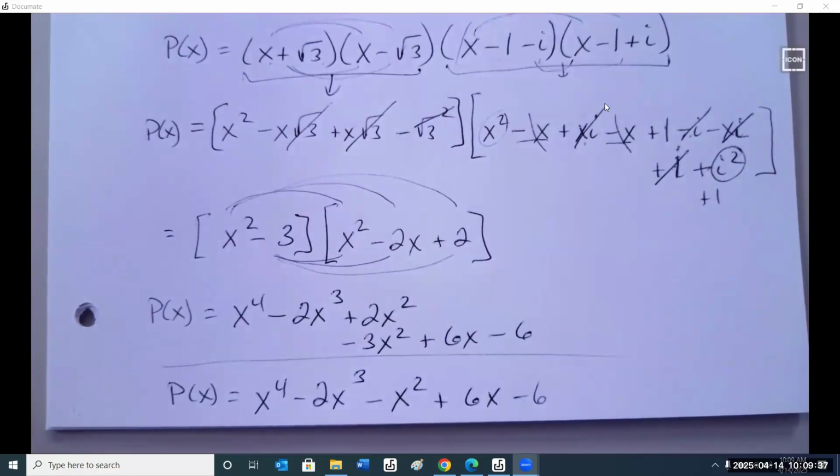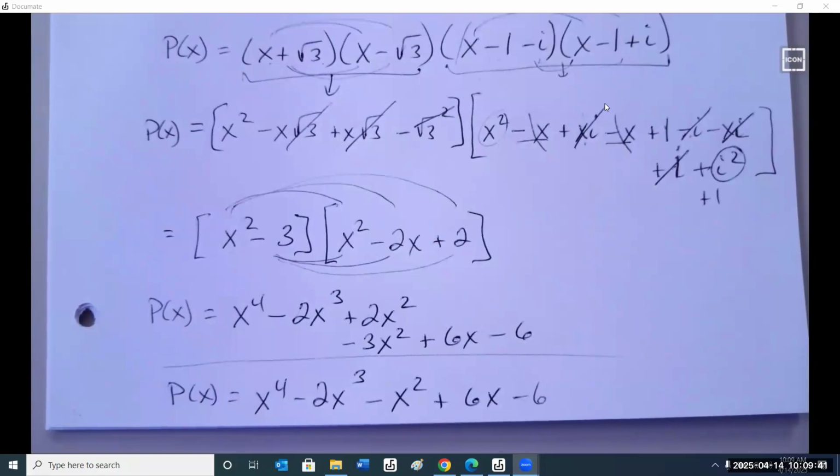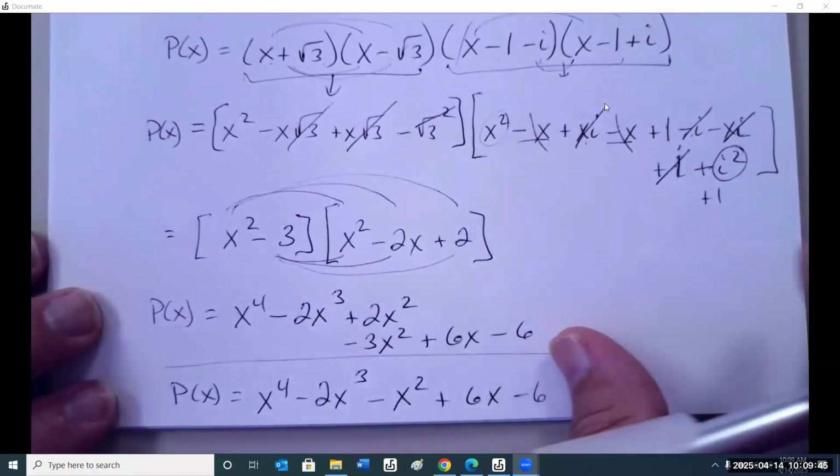So far, so good? Okay, now things change. Before, I gave you the zeros and you found the polynomial. Now we're going to look at bigger ones. This is where it starts getting more complex and lengthy.